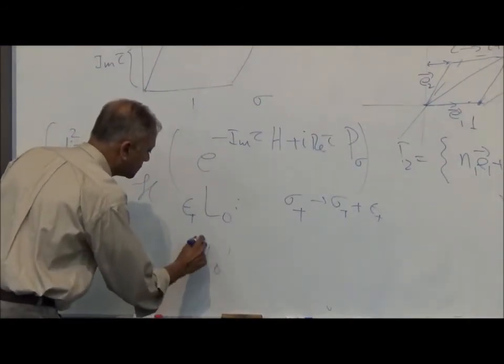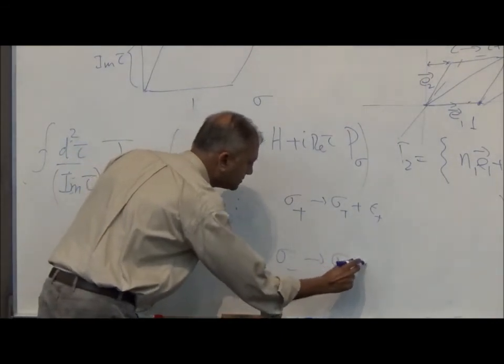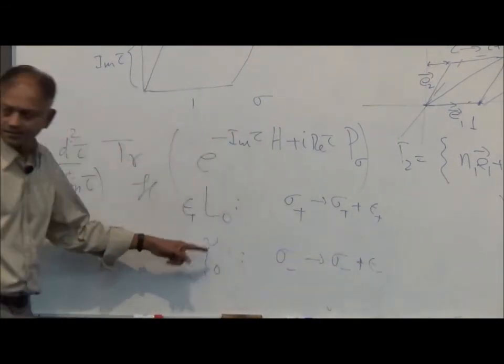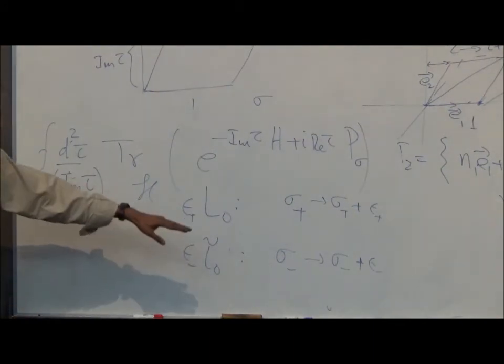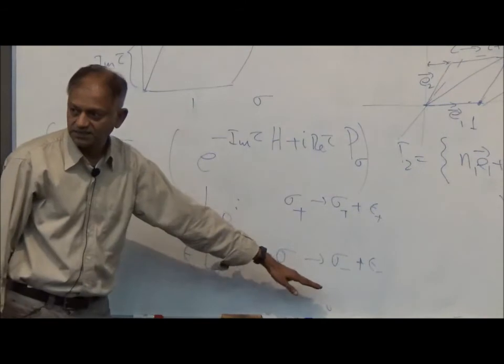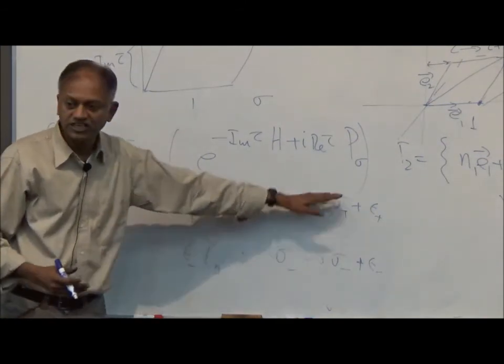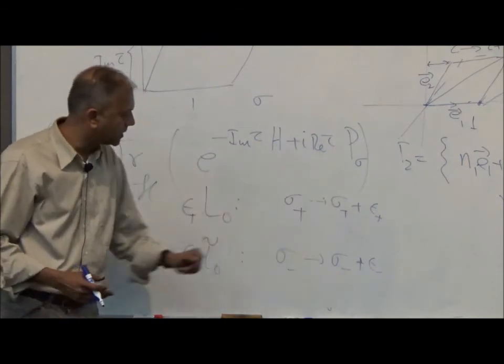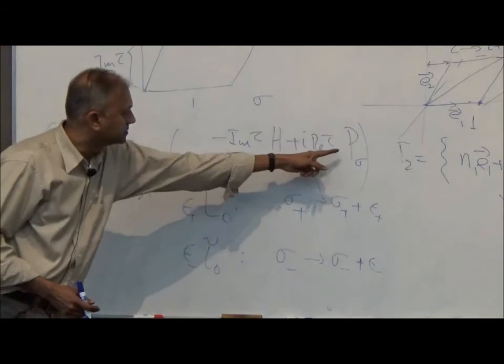Epsilon minus times L0 tilde takes sigma minus to sigma minus plus epsilon minus. Right? This you have seen, right? The L0 and L0 tilde are just the generators of rigid translations of sigma plus and sigma minus, the worldsheet light cone coordinates. And H is a translation of T, and P sigma is that.